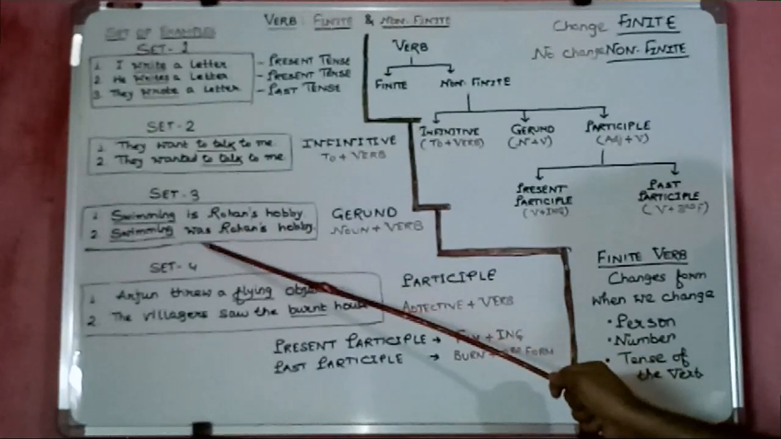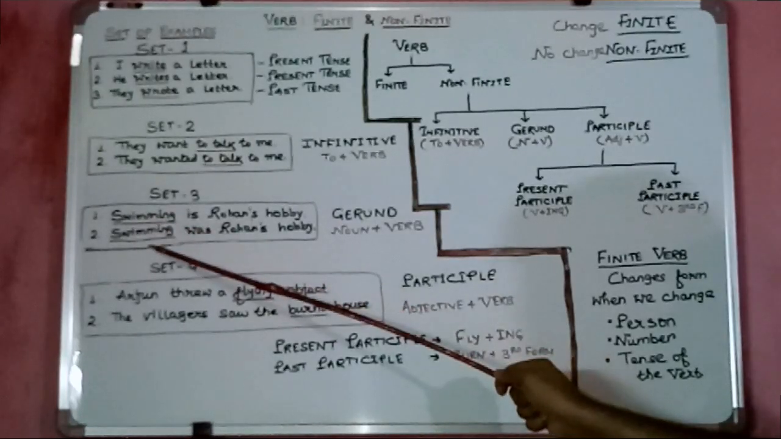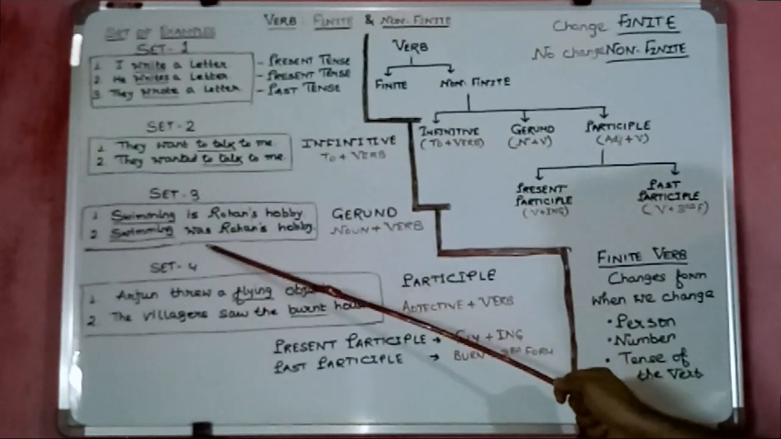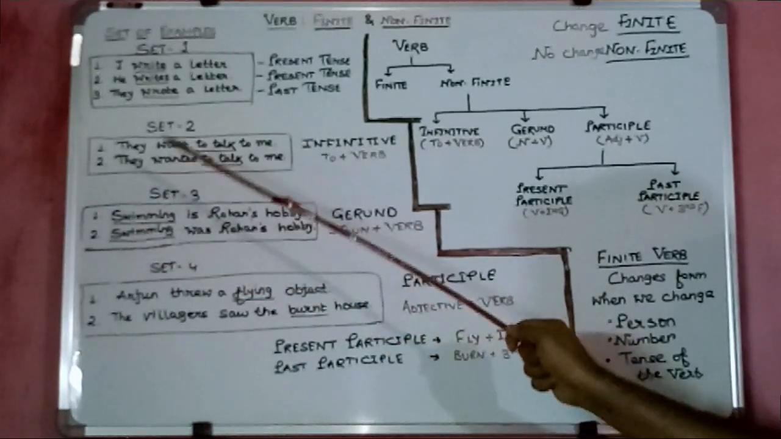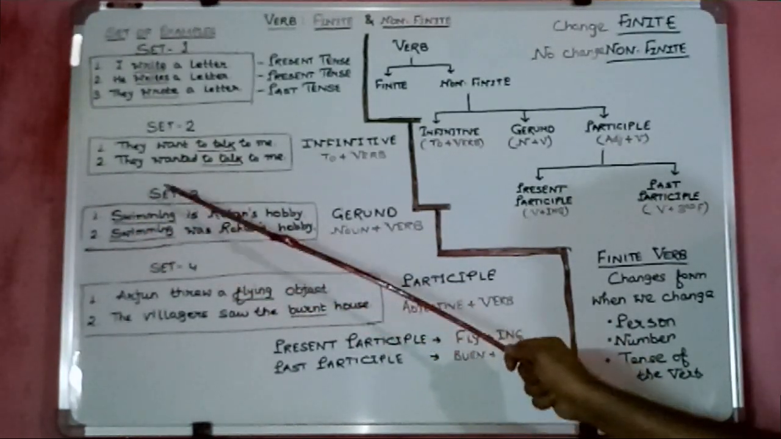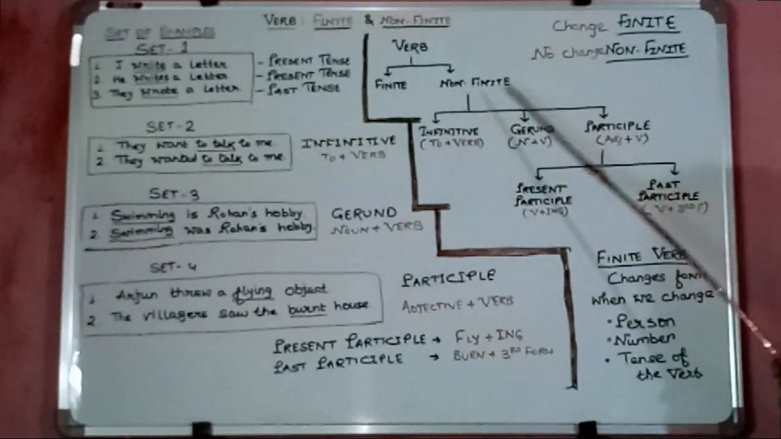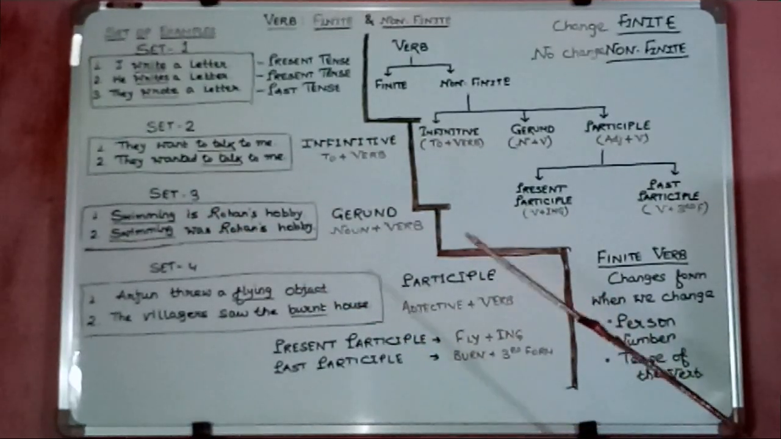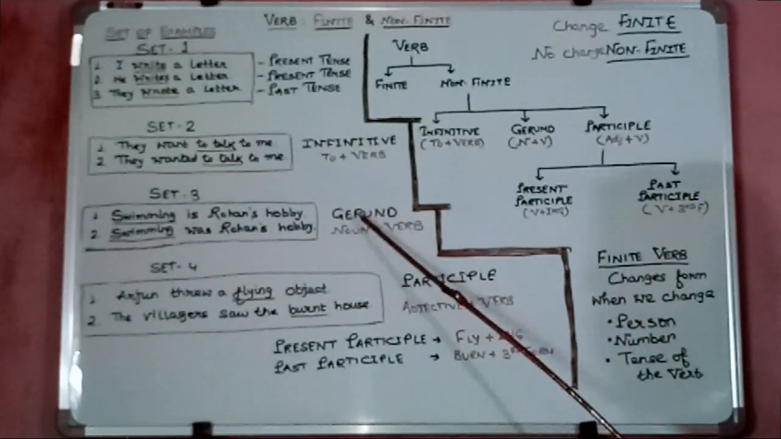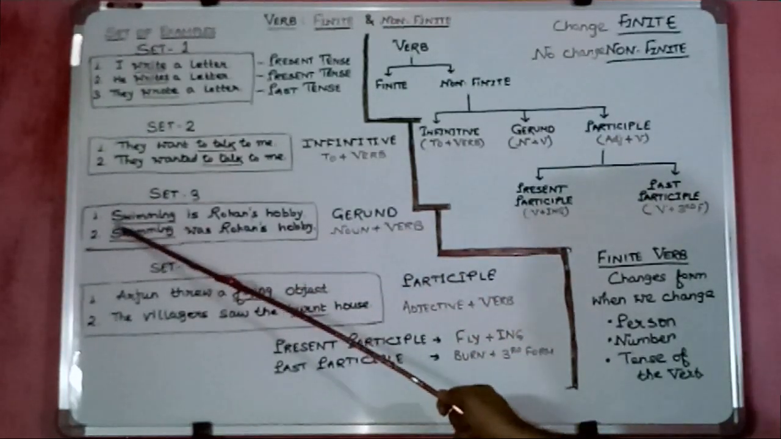So this is finite verb because it is changing its form. But look at the first part, swimming remains as swimming. Even when we have changed the tense of the verb, swimming has not become swamming. It has remained as swimming. So swimming is not changing its form. We can say this is an example of non-finite verb, but which type of non-finite verb, that we will identify. First, look at this gerund, noun plus verb. It is looking like verb.